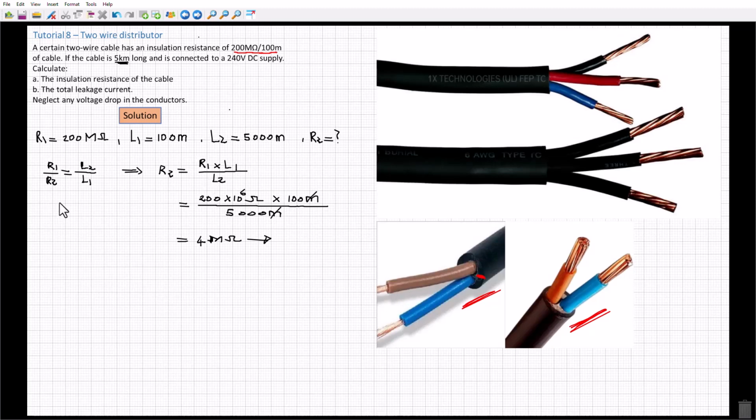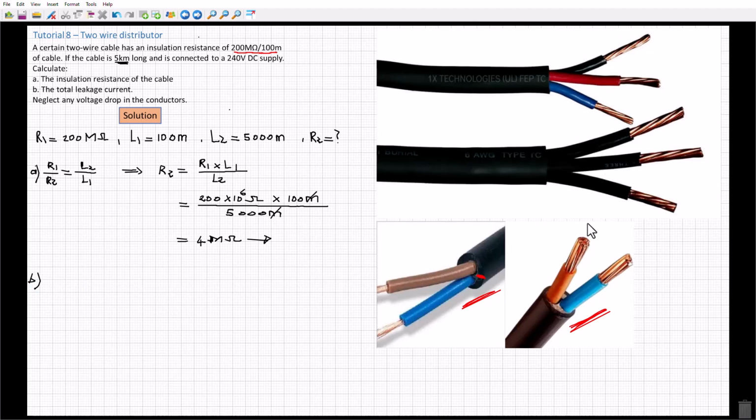Okay, so that is question A that we just resolved. So now we can move on to resolve question B. Now question B is the total leakage current. Now it's very easy. This is why.